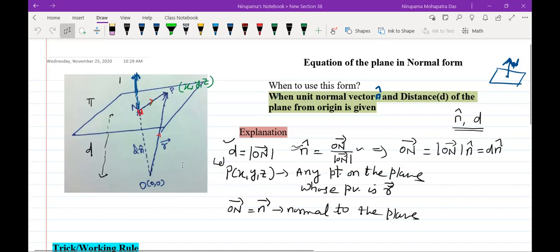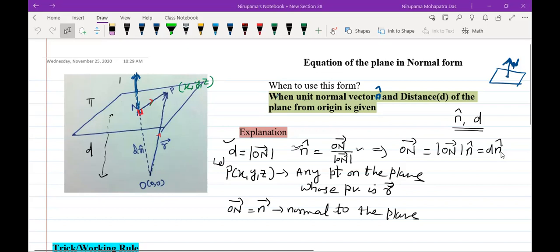So anyway, ON cap, or you can say n cap, is the unit vector in the direction of the normal. So n cap equals what? ON vector divided by the magnitude of ON. So it means we are getting ON vector, that is, the magnitude of ON into n cap. The magnitude of ON is d. So it means ON vector is d into n cap.